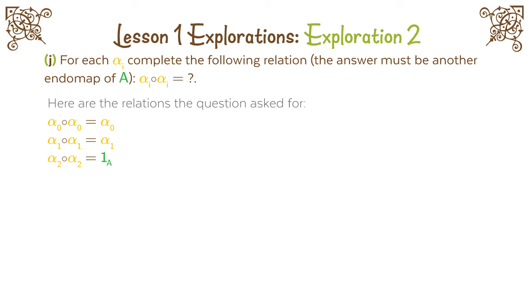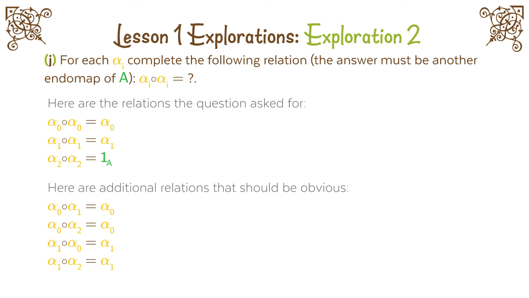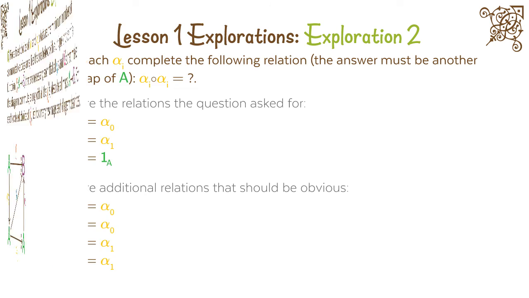In other words, F is its own inverse. So involutions are necessarily isomorphisms. And isomorphisms, by the way, are one of the topics of lesson 2. And here are additional relations that should be obvious. They say that for alpha 0 and alpha 1, it doesn't matter which endomorphism is composed with it on the right, the result of that composition will always be equal to alpha 0 or alpha 1 respectively. And this is what it means to be a constant map.